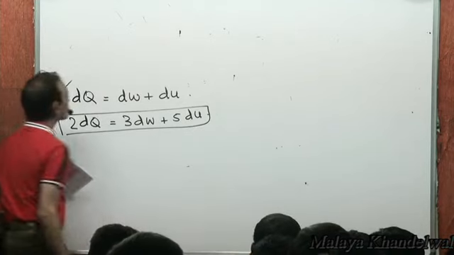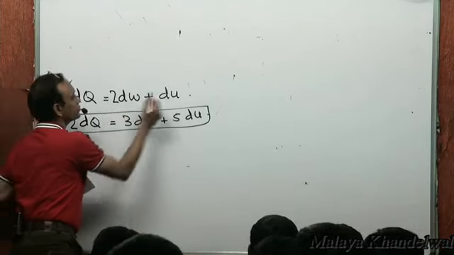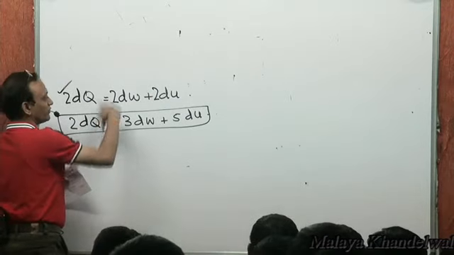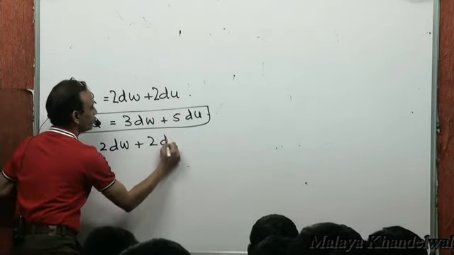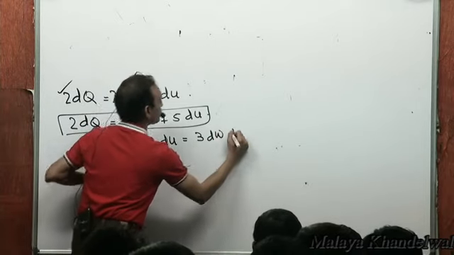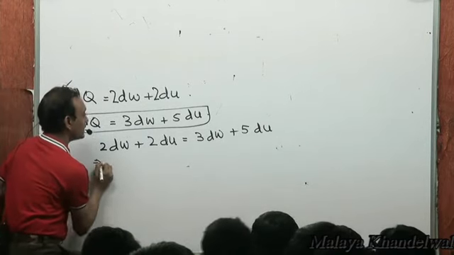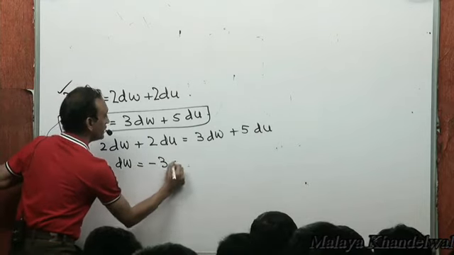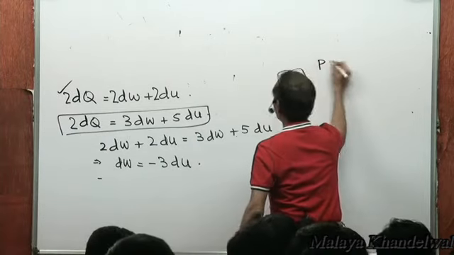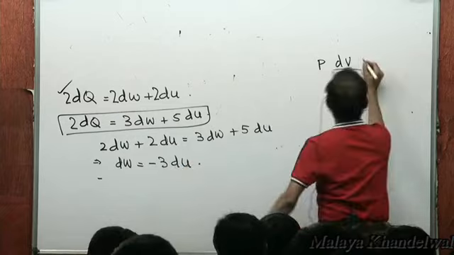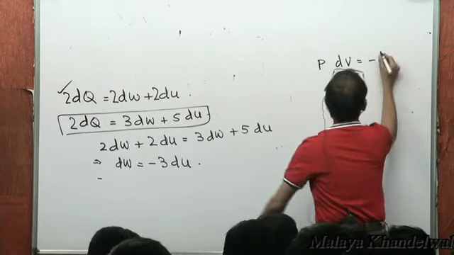What you would do is, let's say I eliminate dq, 2 dw plus 2 du, for example. Now if I plug in 2 dw, this gives me 2 dw plus 2 du is 3 dw plus 5 du, for example, right? It gives me this. Yes or no? This gives me dw equal to minus 3 du, right? This would give me, say, pdv is minus 3, right? Work done for a small change in volume dv would be given by pdv, right? Equal to minus 3 du.